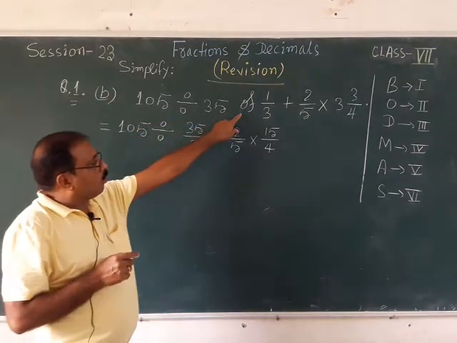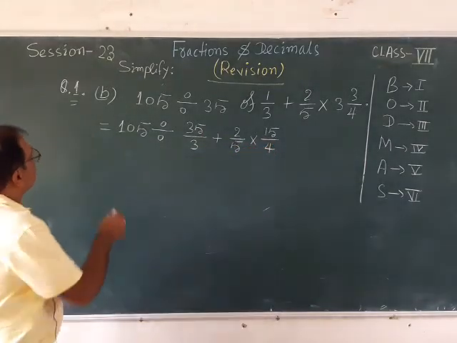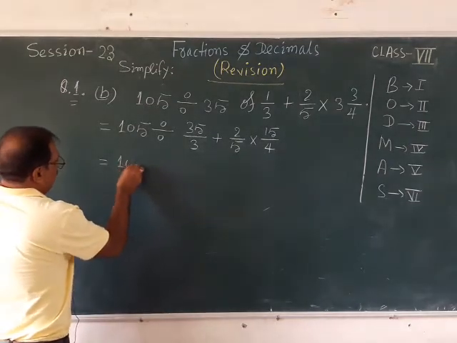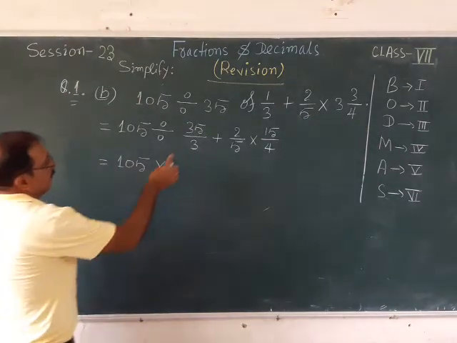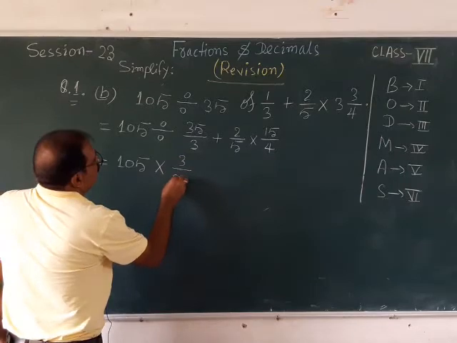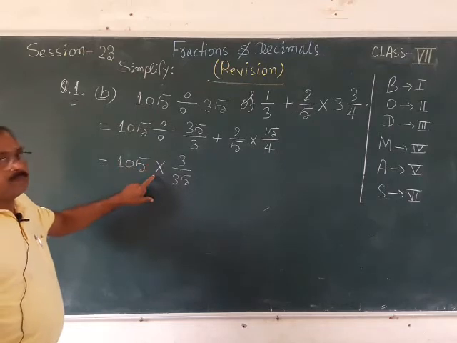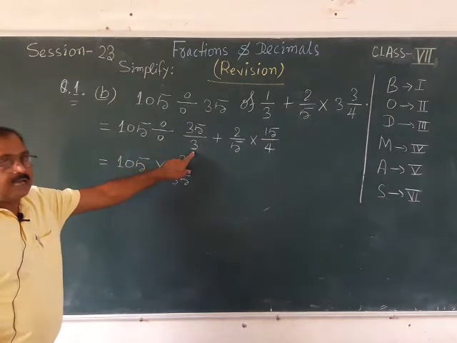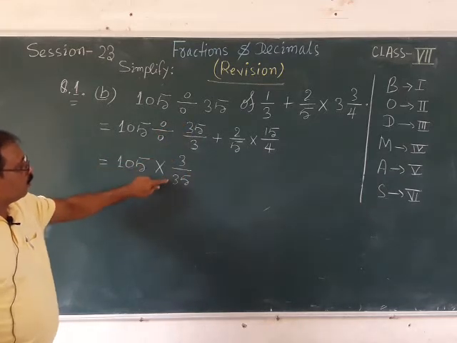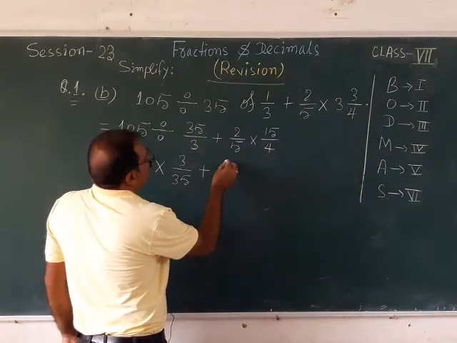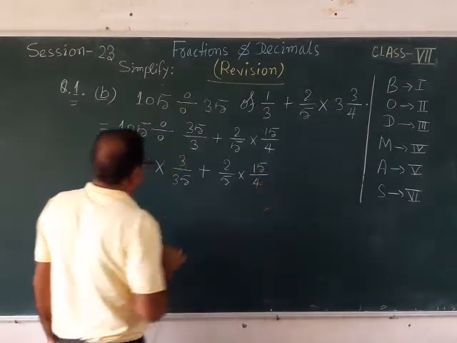Now if anything can be worked, you have to look first. I have finished the work of "of". After "of", the third step, I have to work on the division sign. So I am writing here 105, and the division sign should be changed into a multiplication sign, and 35 upon 3 becomes 3 upon 35. So take care there. The division sign will be changed into a multiplication sign, and the further fraction will change into its reciprocal. So 35 by 3 will change to 3 upon 35, and the remaining fractions should be copied here, like 2 by 5 into 15 upon 4, you need to copy it down.